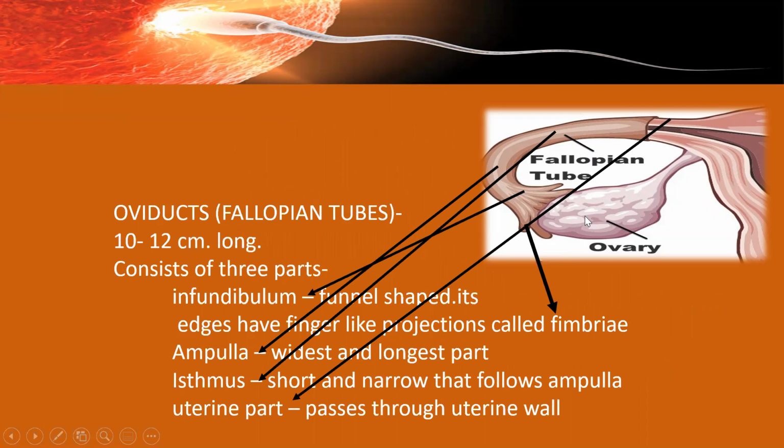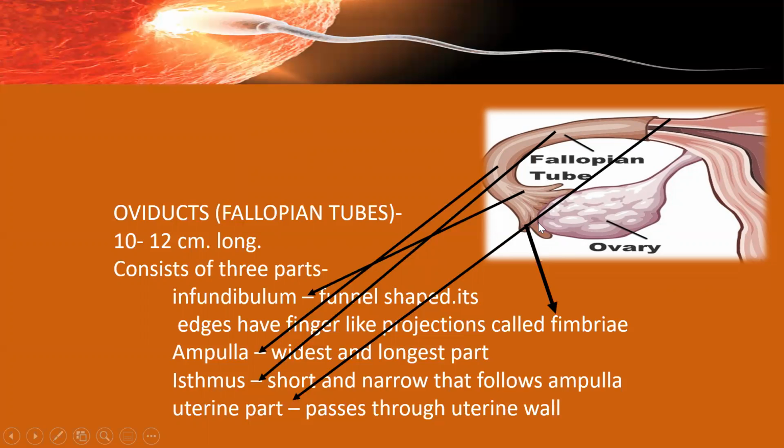The next part is the fallopian tube. Fallopian tubes are not directly attached to the ovary. There is a slight gap between the fallopian tube and the ovary. There is no direct connection between the ovary and the fallopian tubes. This fallopian tube further has different areas. These are the finger-like projections that I have already shown you just now.